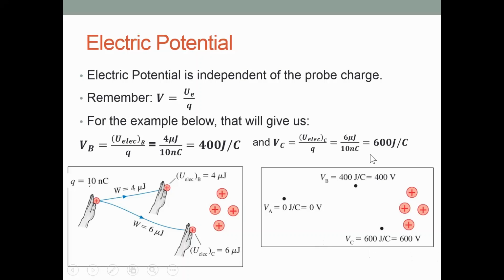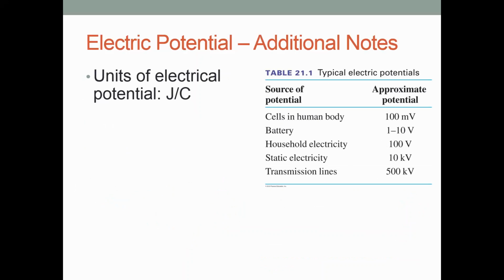So this is a picture that shows just the electric potential at these points. These points have electric potential that is independent of the charge that we are using to find the potential. So the V values are the same for any probe charge Q. The units of our electrical potential, since it is electric potential energy divided by charge, are joules per coulomb. 1 joule per coulomb is equal to 1 volt, which we write as 1 V.